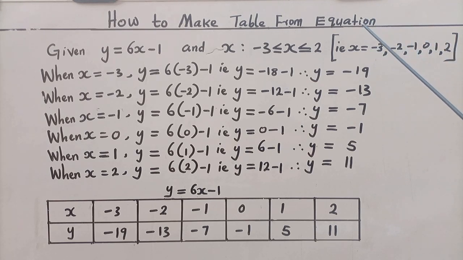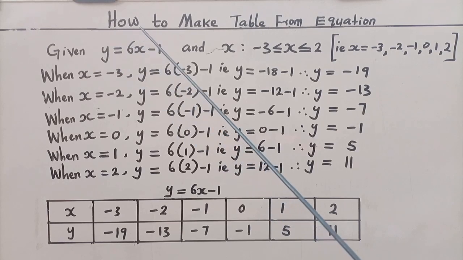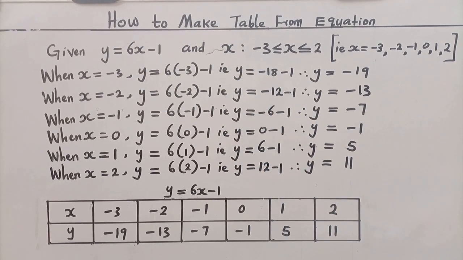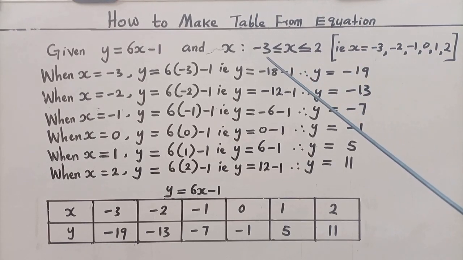So the first thing we have to do before we get a table for this equation is to get the range of values of this independent variable. X must have a range of values. And from that range of values, we also get a range of values for y. Therefore, with this inequality interpreted, we have these values. X is equal to minus 3, minus 2, minus 1, 0, 1, 2.